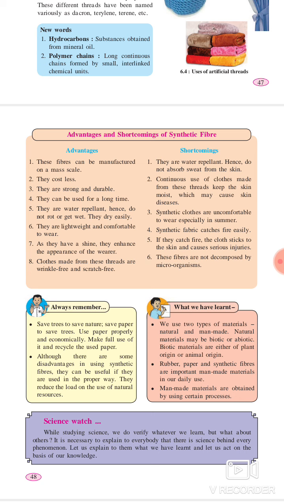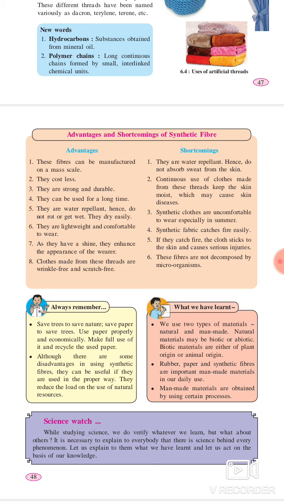Now the shortcomings are, they are water repellent. अभी देखो वो वाटर को एब्जॉर्ब नहीं कर रहे. वाटर को एब्जॉर्ब नहीं करने की वजह से क्या होता है, बॉडी के ऊपर हमारा जो नेचुरल स्वेट है, जो पसीना होता है, वो डायरेक्टली बॉडी के ऊपर अवेलेबल होता है. उसकी वजह से काफ़ी लोगों को घमौरिया एंड स्किन रैशेस का प्रॉब्लम होता है. Continuous use of this cloth made of thread keeps the skin moist which may cause skin diseases. अभी देखो ये नेचुरली नहीं है, सिंथेटिक है, तो बार बार ज़्यादातर इनको पहनने से ना स्किन डिसीजेस, किसी किसी को स्किन प्रॉब्लम होता है.